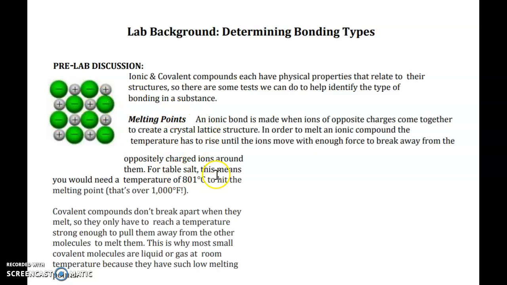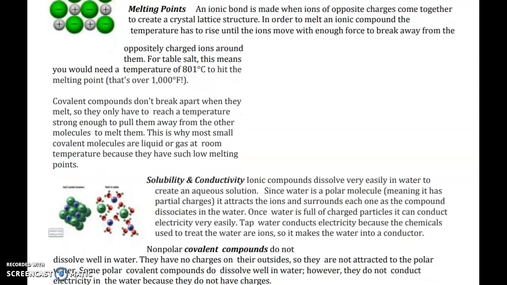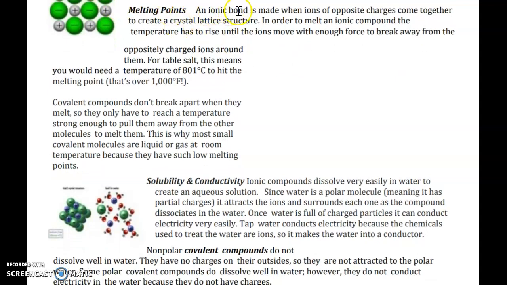One thing we can look at is melting point. So melting points, an ionic bond is made when ions of opposite charges, so a cation being positive, anion negative, come together to create a crystal lattice structure, like a salt. In order to melt an ionic compound, the temperature has to rise until the ions move with enough force to break away from the oppositely charged ions.